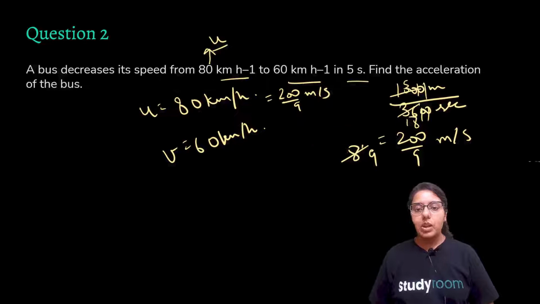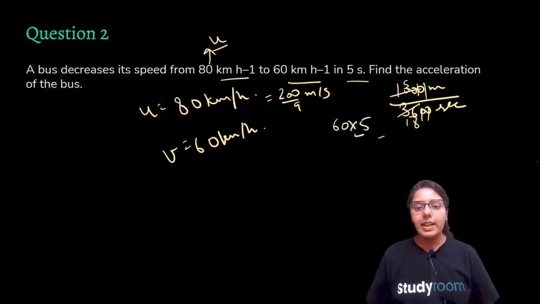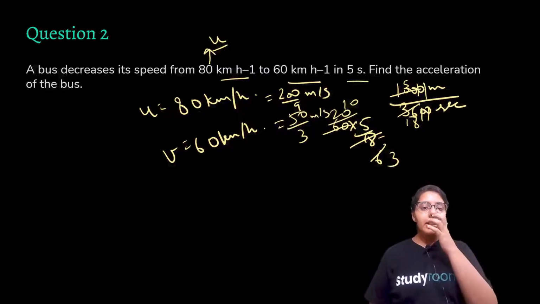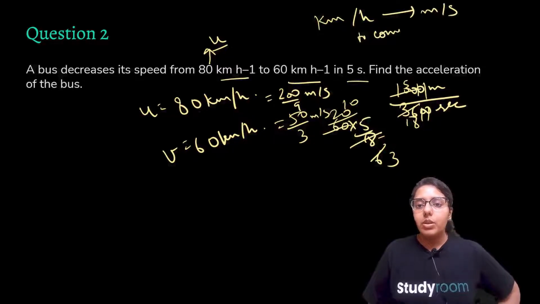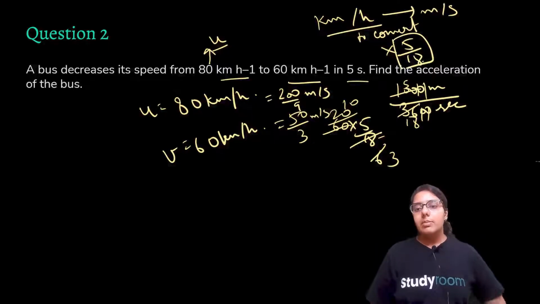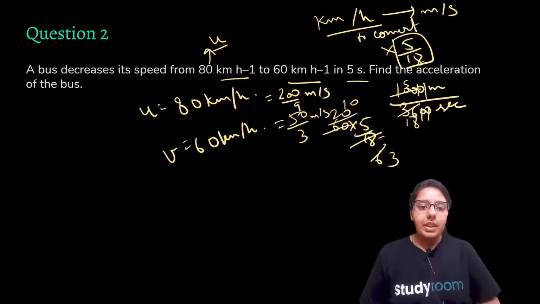Similarly, to convert 60 km per hour, we'll multiply it with 5 by 18. Okay, so it's 50 by 3 meter per second, right? So you can convert from kilometer per hour to meter per second. Whenever you want to convert, what do we need to do? Multiply this with the 5 by 18 factor, okay? Because this is what comes out, okay? Alright. So, okay, moving further.